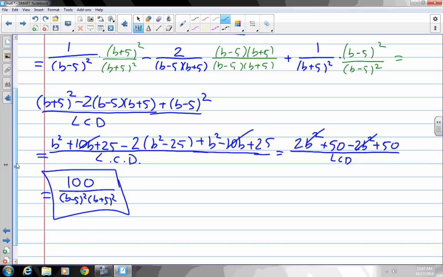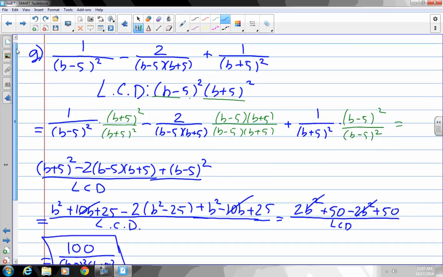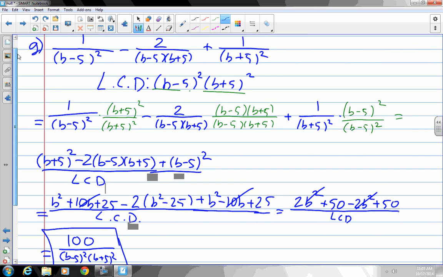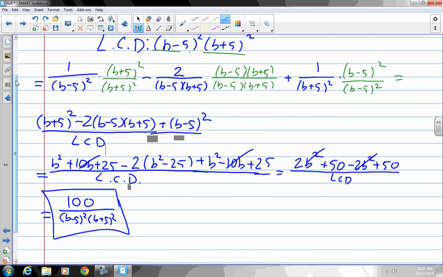Questions here? Again, we factored, found the LCD, multiplied by what's missing, simplified the numerator, combined like terms. We got the answer that cannot be reduced any further. Is that okay? Now, there's something interesting about this problem.